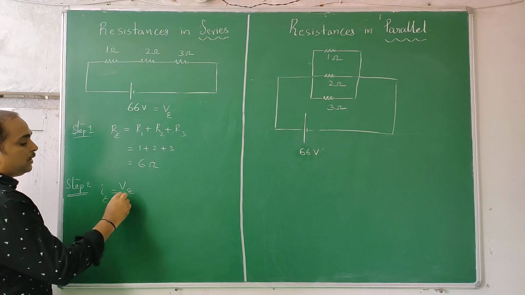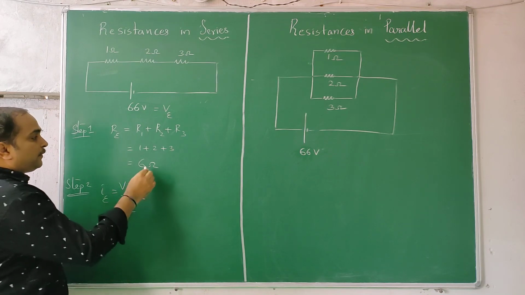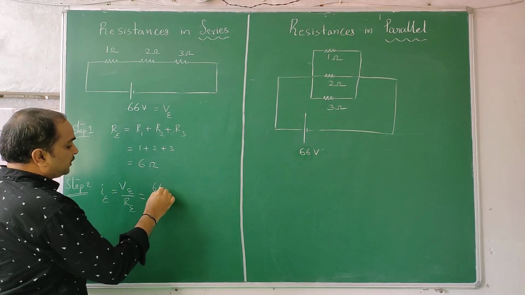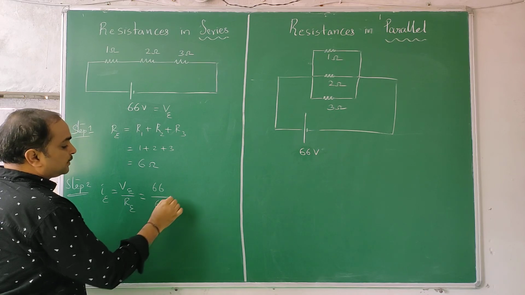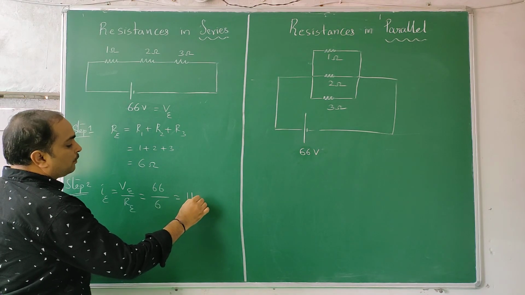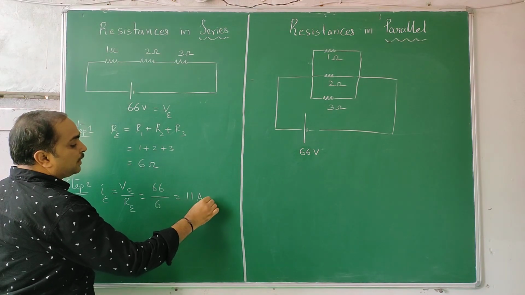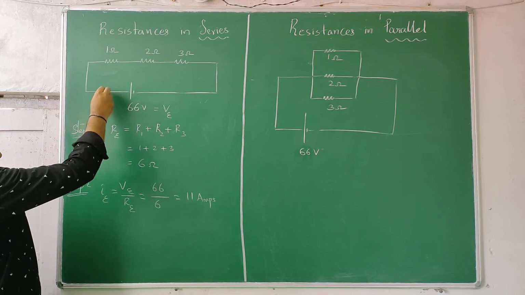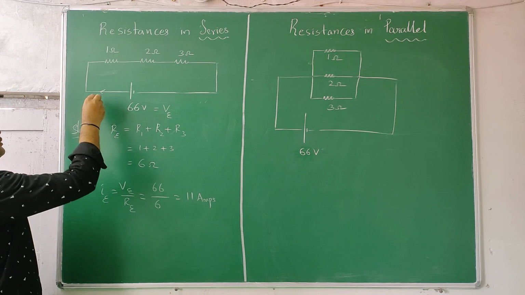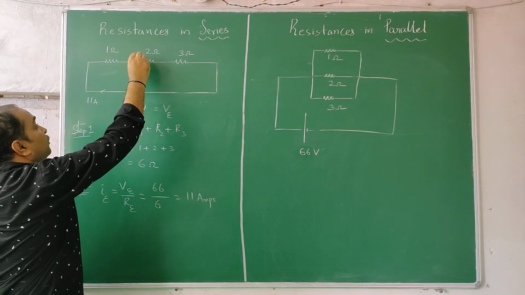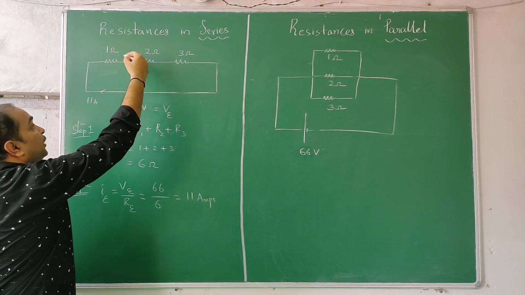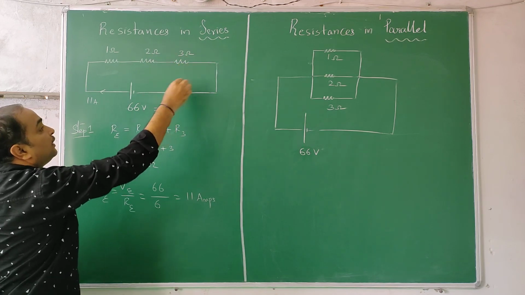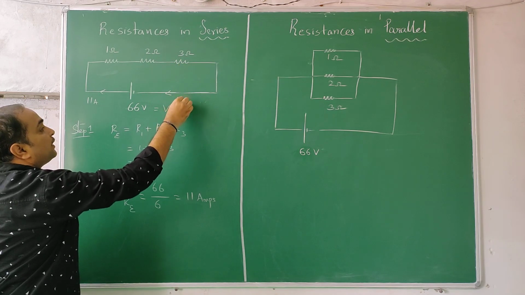I equivalent is V equivalent by R equivalent. V equivalent is 66 by R equivalent is 6, 11 amps. Current is measured in amps. 11 amps is the current. So from this battery 11 amperes goes out and passes through 1 ohm. I1 is also 11 amps, I2 is 11, I3 is also 11, and that 11 again comes back as 11 amperes.